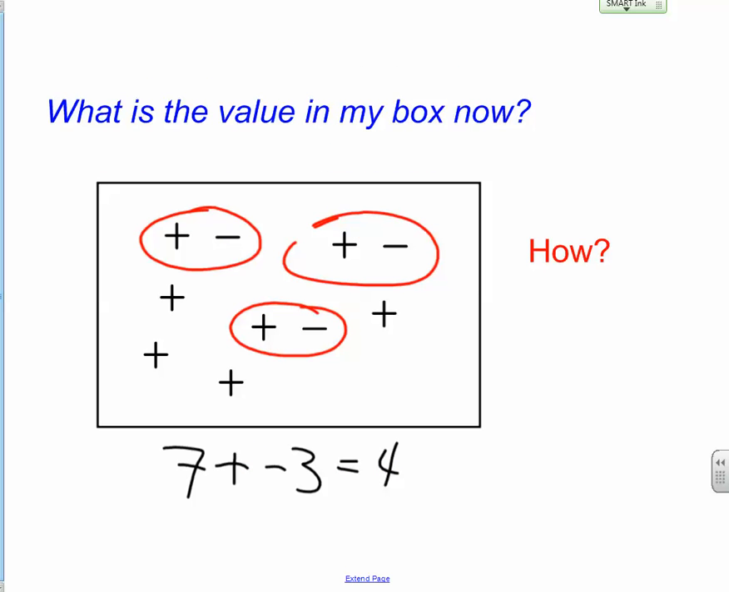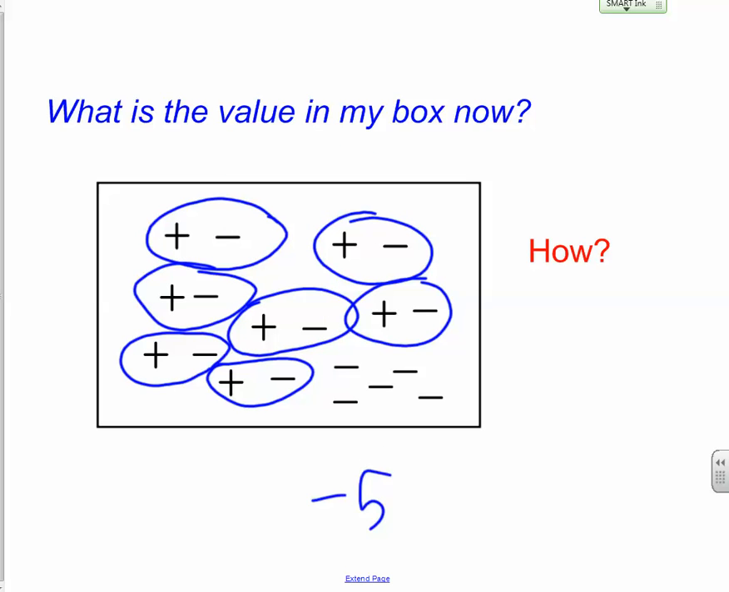So then I said, what's the value of my box now? So we started with just all these positives and negatives all over the place. There were 7 positives and 3 negatives. So a way to visually see that that equals a positive 4 is to circle all of the zeros and just literally take them out. So if I just picture taking this out of the box, what I'm left with is 1, 2, 3, 4 positives. So it's just the particle integer tile method. And again, here I have a bunch of zeros, and I ended up with 5 more negatives than 0. So the answer is just negative 5.